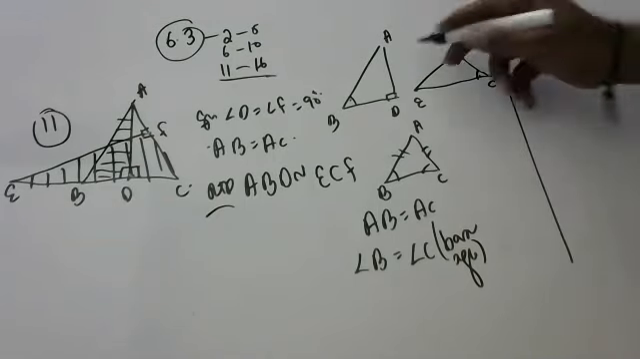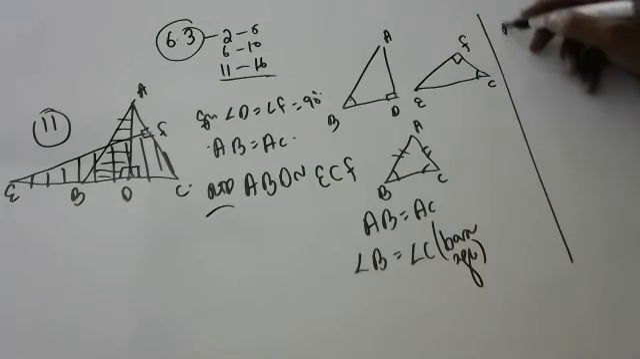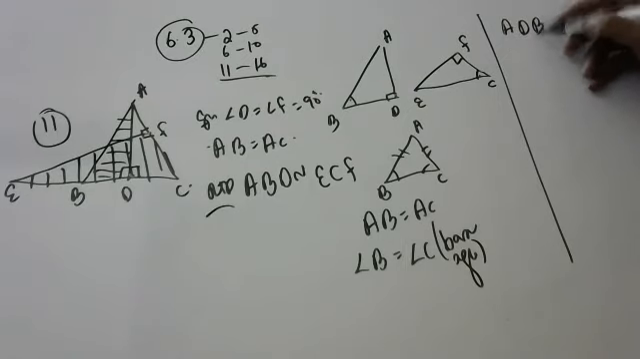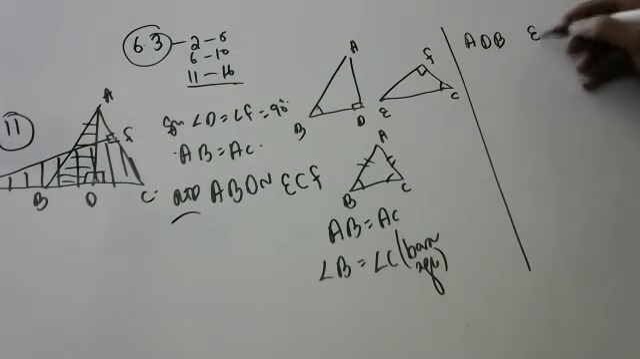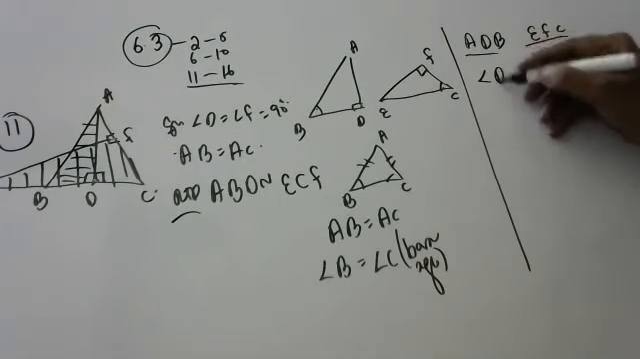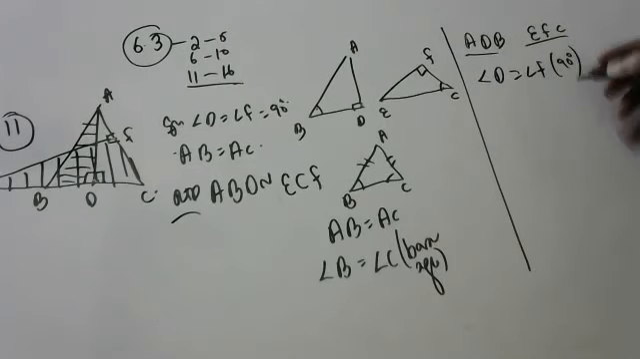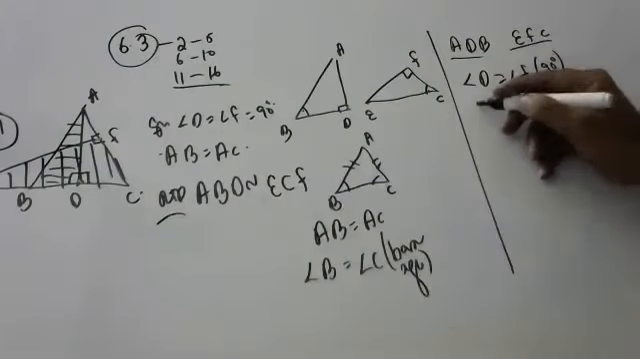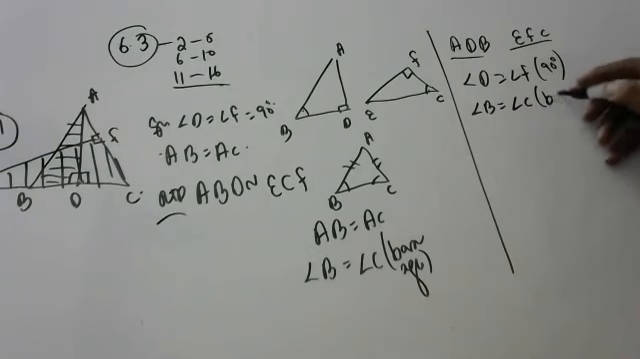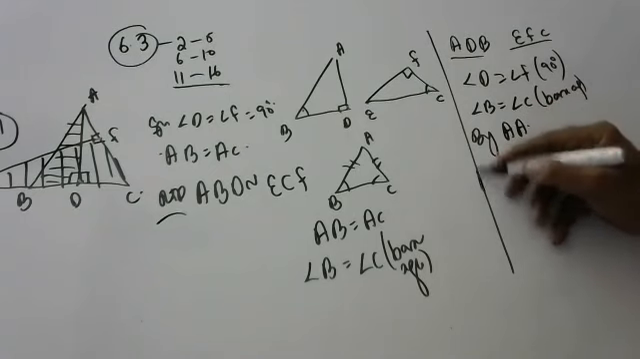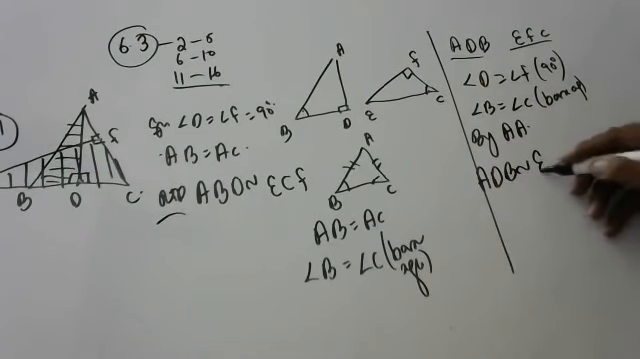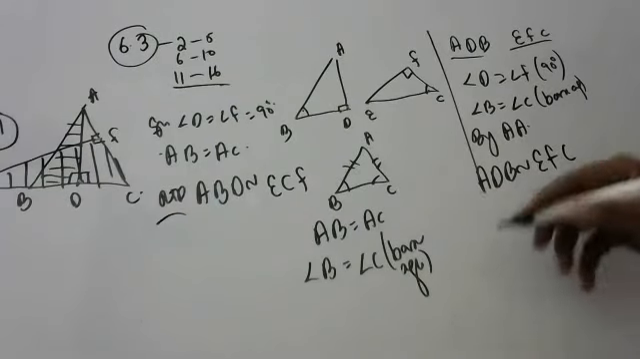Now let me go for the proof, children. The first triangle is ADB. And what is the other triangle? EFC. Angle D is equal to angle F. Why? 90 degrees. Angle B is equal to angle C. Why? Base angles. By which criterion? AA similarity. ADB is similar to triangle EFC.